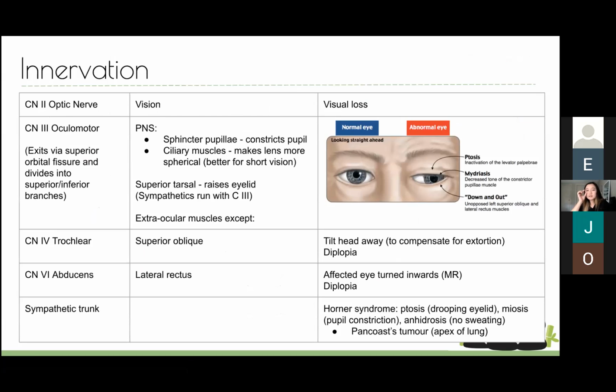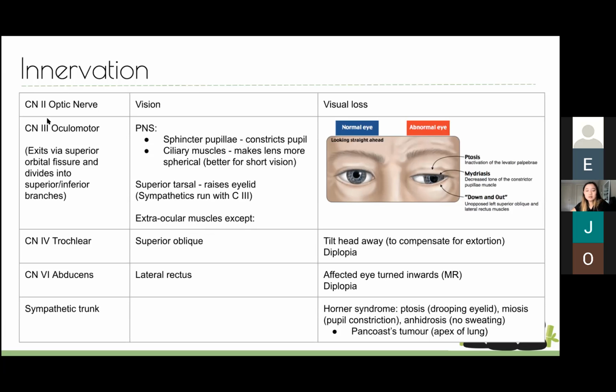So the ciliary muscles actually are weird because they're arranged radially, right? So when you constrict them, it actually relaxes the little ligaments, I guess, that hold your lens. And because they relax, your lens is more spherical and it's not as stretched out. It raises your eyelid via the superior tarsal, and it does most of your extraocular muscles.